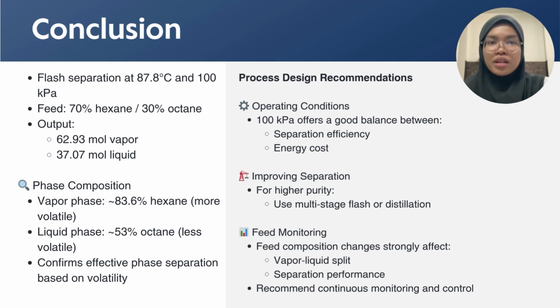In conclusion, our flash separation successfully achieved an effective split based on volatility. The vapor phase is about 83.6% hexane and the liquid phase is roughly 53% octane. For future process design, 100 kPa is a good balance. If we need higher purity, multi-stage flash or distillation are the next steps. And critically, continuous monitoring of the feed composition is essential, as even small changes can significantly impact our separation performance.